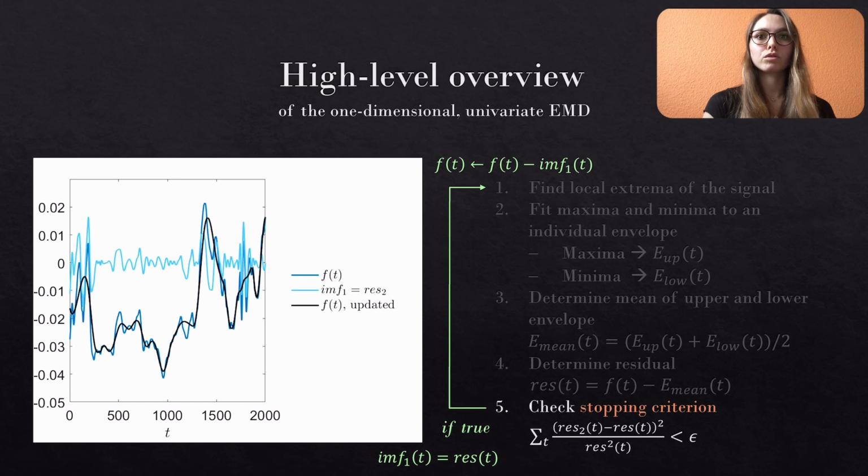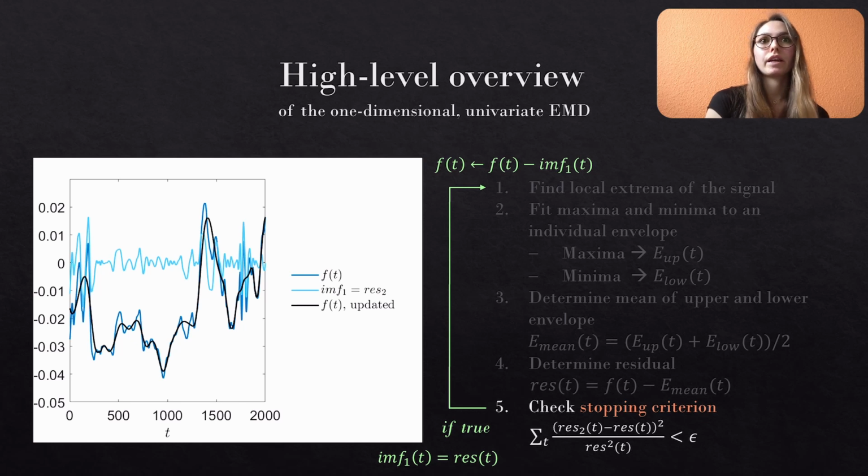So what do we do next? We call this new residual our first IMF, and we subtract it from the original signal f of t to obtain an updated version of our signal f of t. In this figure, you see the original signal f of t in blue, the residual, which is now the first IMF, in light blue, and the updated signal f of t in black. As you can see, the updated signal appears to be kind of a low-pass filtered version of our original signal. And this is because the first IMF contains the highest frequencies of the data. Let's see why this is the case.